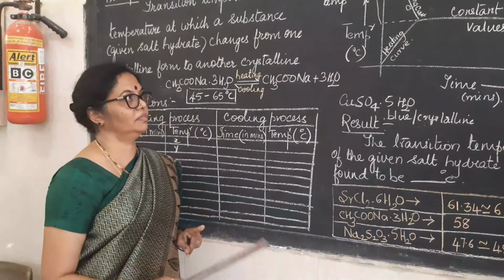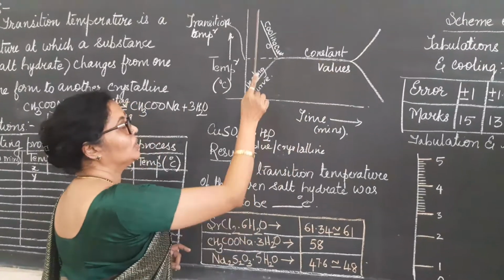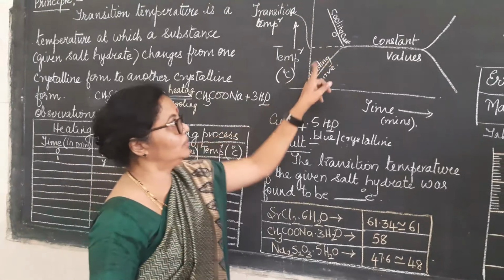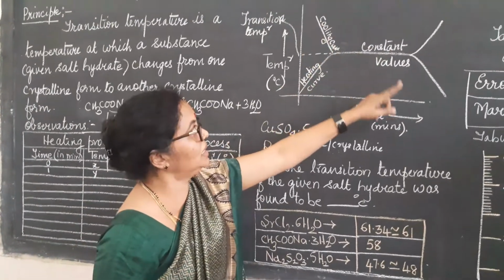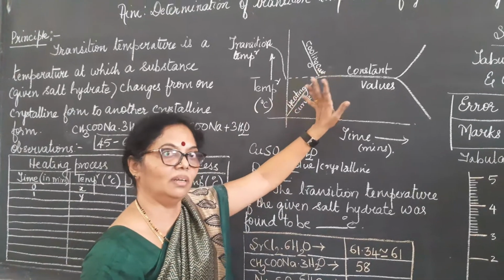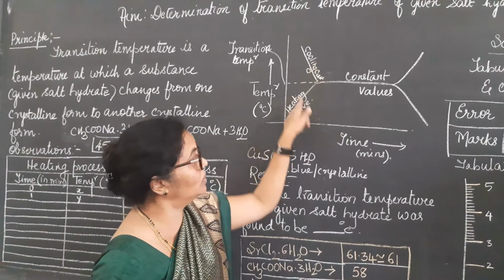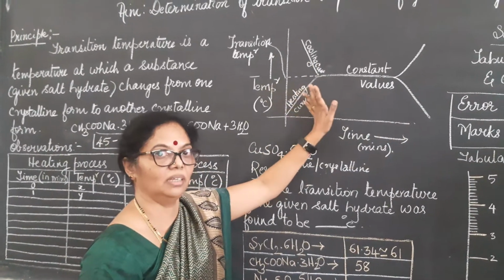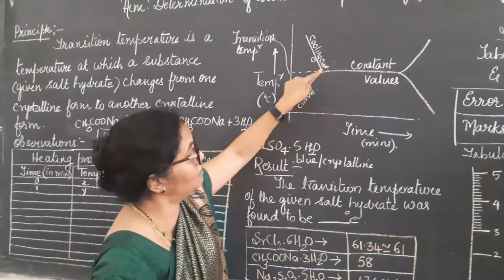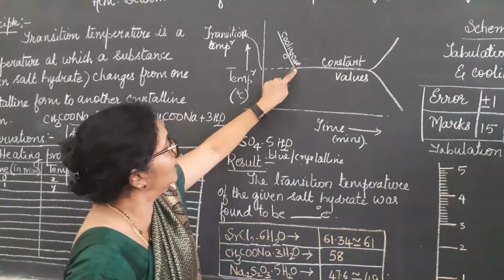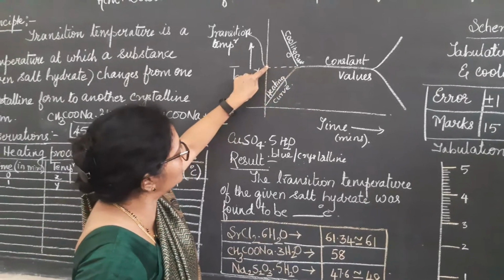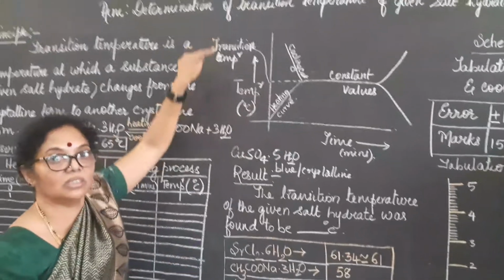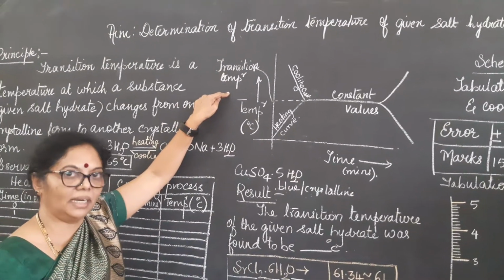So we are going to get constant values not only in the heating curve but also in the cooling curve. In the examination, if you get the right values either in the heating curve or in the cooling curve, then you are awarded full marks. If you get both, it's extremely good, but if you get at least one of them correctly, then you get full marks. So the temperature at which you are getting the constant values, it is extrapolated. From here, you extrapolate it to the y-axis where you have the temperature, you will get to know what is the transition temperature of your given salt hydrate.